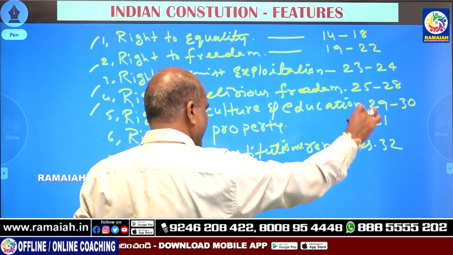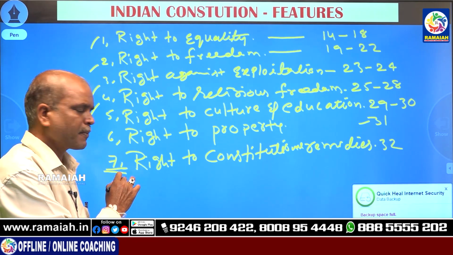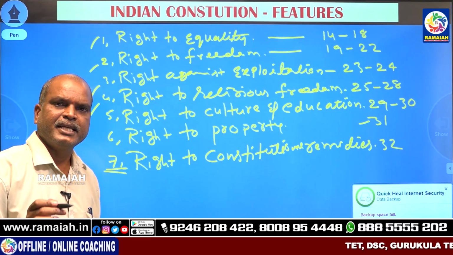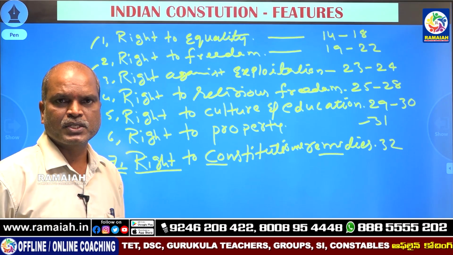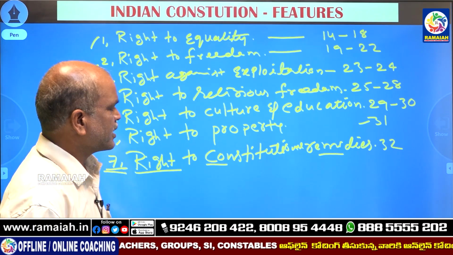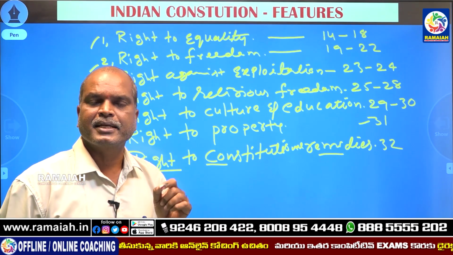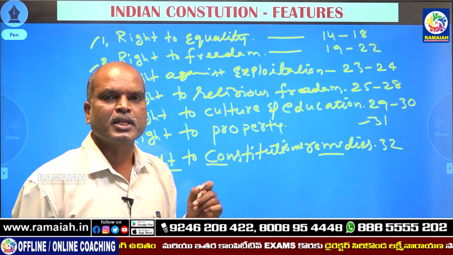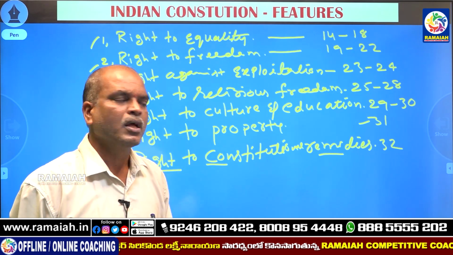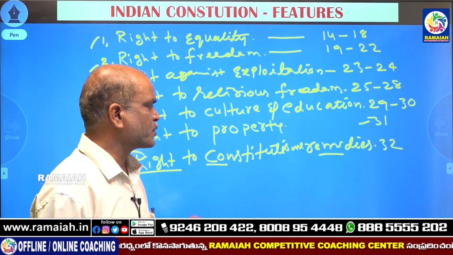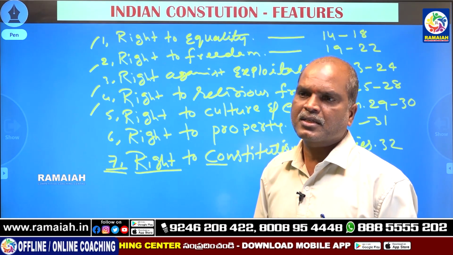So out of these 7 fundamental rights, the most important fundamental right is the right to constitutional remedies, that is Article 32. Dr. B.R. Ambedkar described that the right to constitutional remedies is the heart and soul of the Constitution. Which right? Right to constitutional remedies.